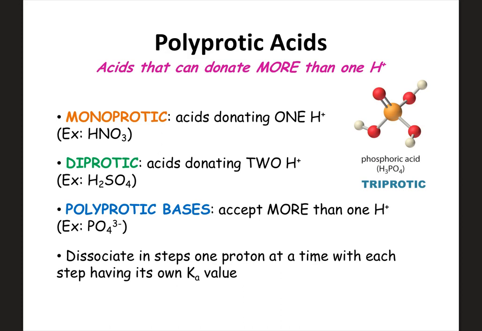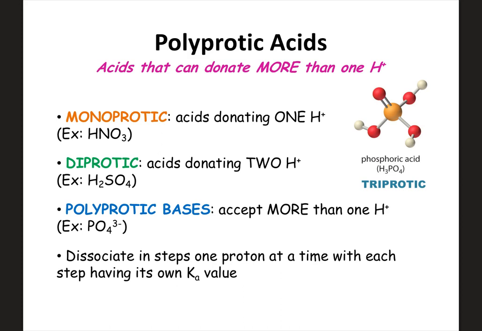Another idea that we want to look at here is something called polyprotic acids. Poly meaning many. Essentially, these are acids that can donate more than one H plus. So monoprotic acids are acids that only have one H plus to donate here.